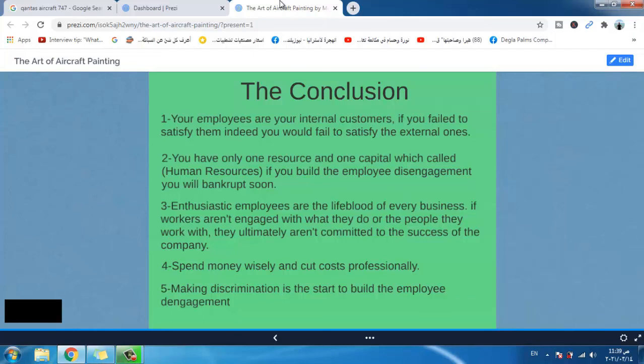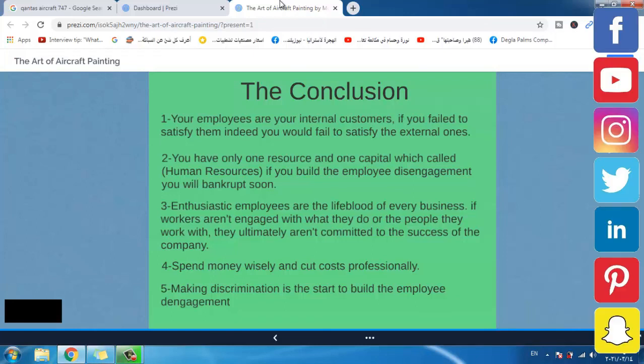Spend money wisely and cut costs professionally. Making discrimination is the start to build employee disengagement.